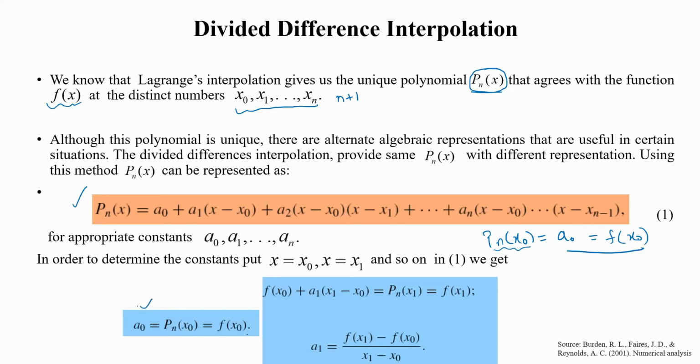Now again, if you put x equal to x1, we will find a1, and this is called the first divided difference, and we represent it like this. Following in the same way, you can find a2, a3, a4 till an.